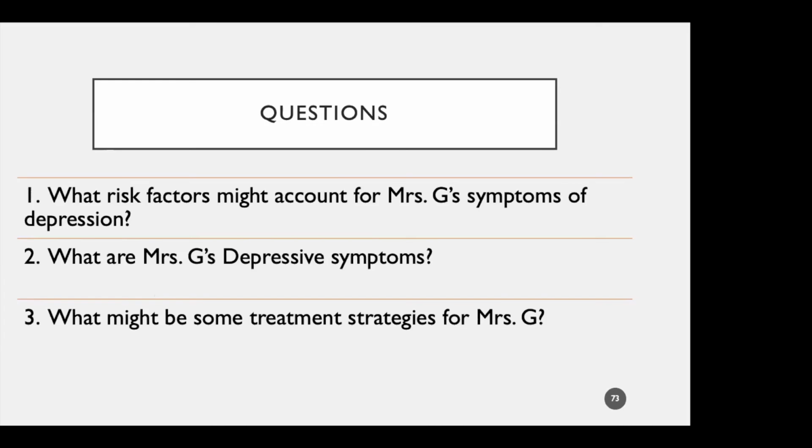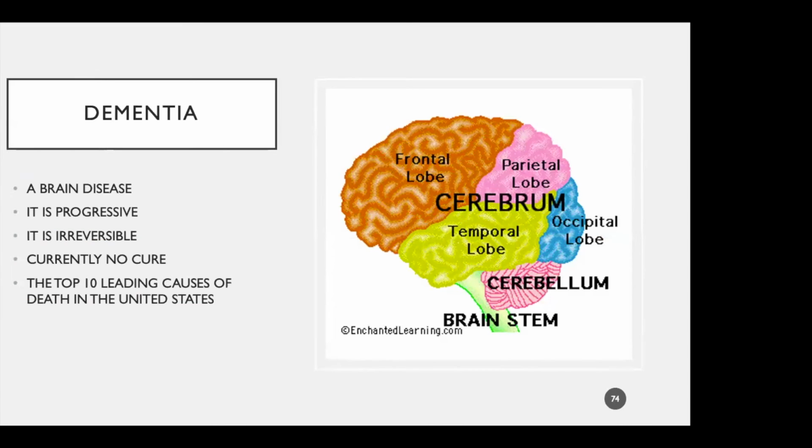So let's move on. I really need to move fast. We are moving on to dementia, which is the last D. We already said it's a brain disease. It's progressive, it's irreversible, there's no cure, and it's in the top 10 leading causes of death in the United States with no cure. Next slide.